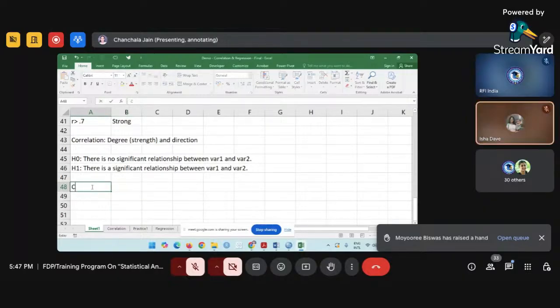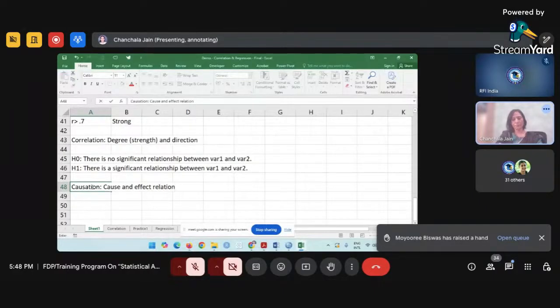Yes, ma'am. Fine. Now I'll talk about the term causation. Causation means cause and effect relationship. When we talk about a cause and effect relationship, we are very clear that one variable will be your cause variable, the other variable will be your effect variable. Means if you are making some changes in one variable, it is making an impact on your other variable. If we are interested in this type of study, correlation cannot do that, because correlation cannot assume that this variable is the dependent variable and that particular variable is the independent variable.